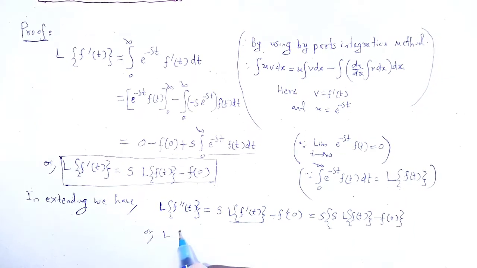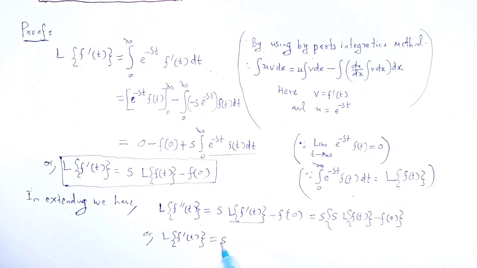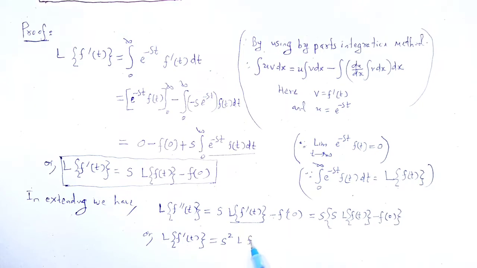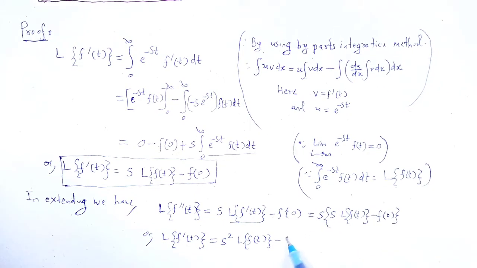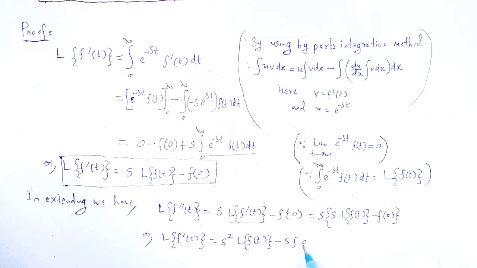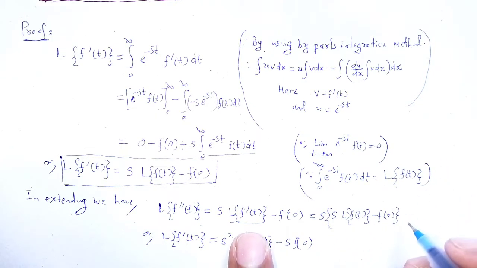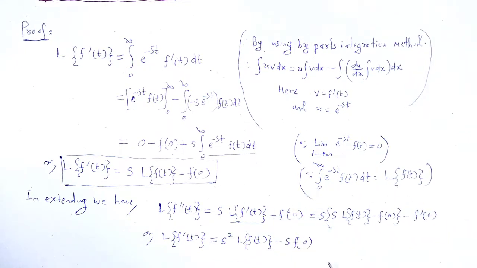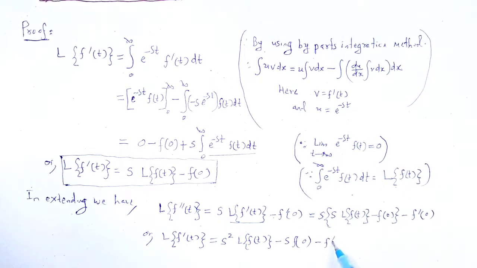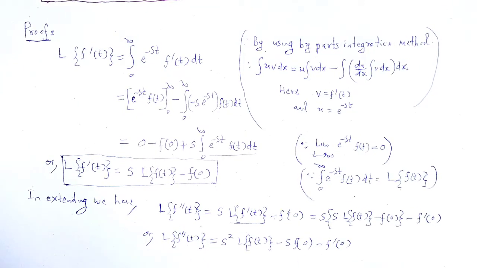So, we have Laplace transform of f double dash t is equal to s square Laplace transform of the function f of t minus s f of 0 minus f dash 0, the second order differentiation function Laplace transform.